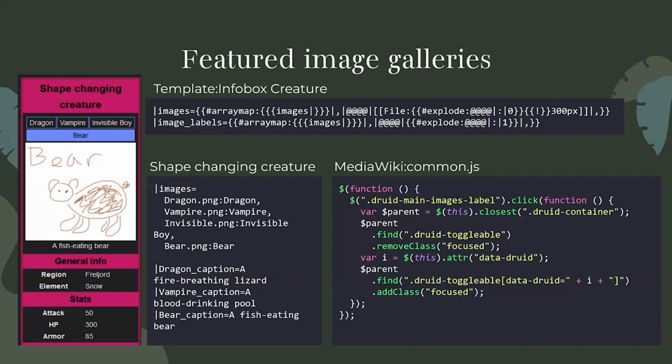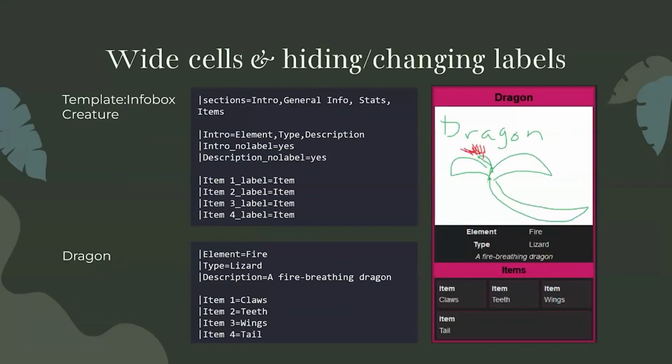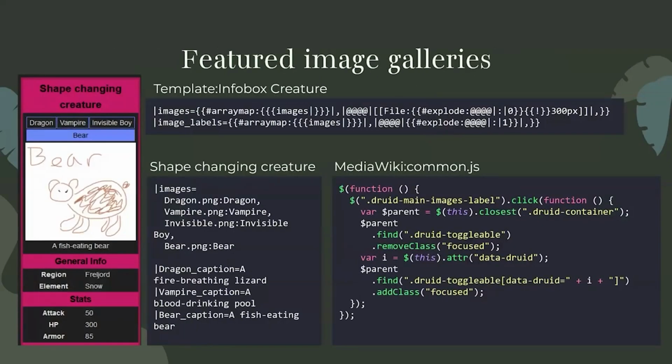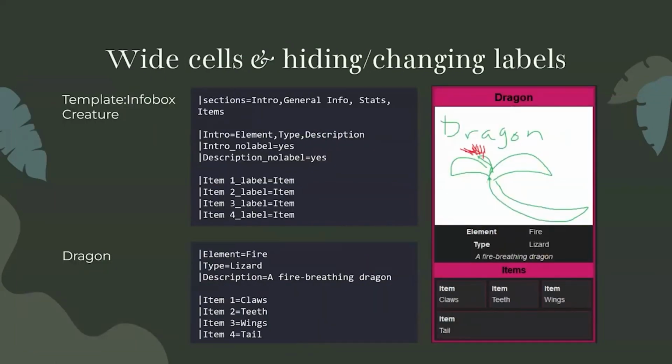And then in the JavaScript, I have this Druid toggleable class, which is a somewhat generic toggleable class where you can actually toggle any information that you want in the entire info box. So if in the bear form, it has 50 attack, and in the dragon form, it has 85 attack, then you can toggle between those two values depending on which one you're showing. So it's PI functionality, and then it's extended a little bit to have nicer UX.